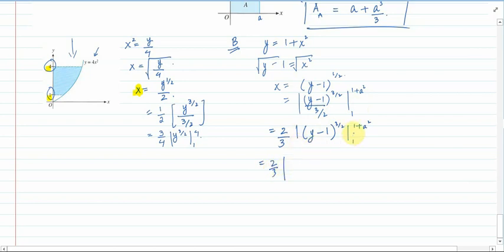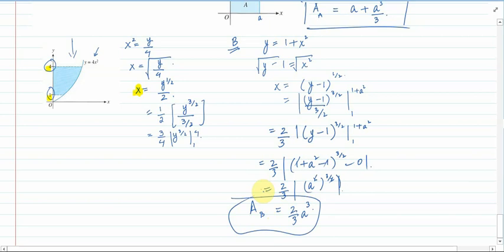Alright, so the upper limit is 1 plus a square, so it's (1 plus a square minus 1) to the power 3 upon 2, upper limit minus lower limit, it's 1 minus 1, that leads to 0. Alright, so it's 2 over 3 (1 plus a square), 1 and 1 cancel, so it's a square to the power 3 divided by 2, right? 2 and 2 cancel. The leftover part is 2 over 3 a cube, that is my area of region B.